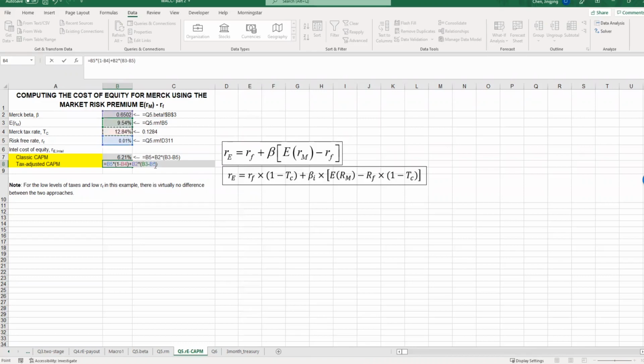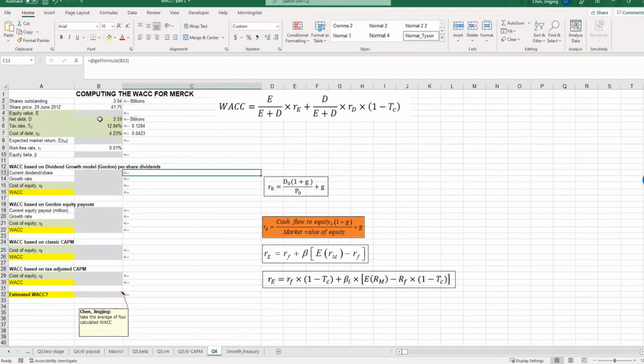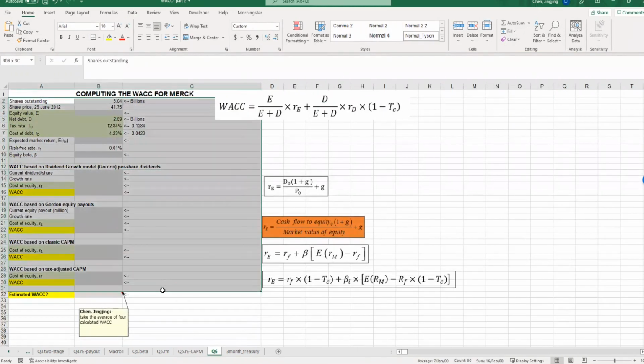Tax rate times 1 minus the tax rate. Essentially, they are pretty close. Okay, then we can go ahead and calculate weighted average cost of capital.